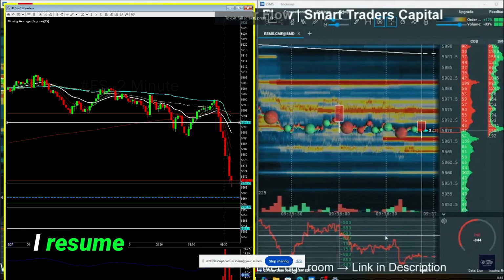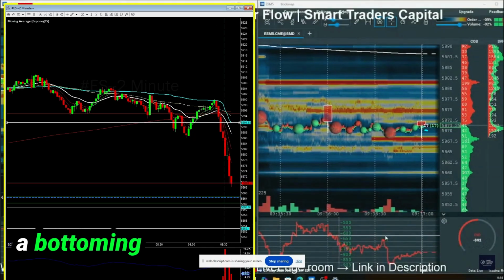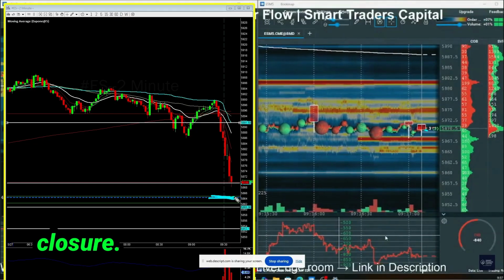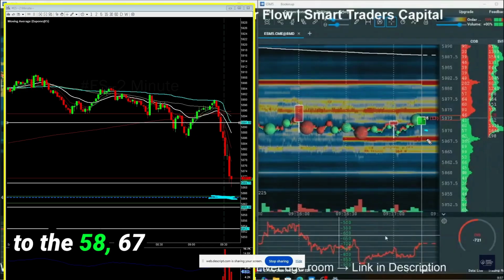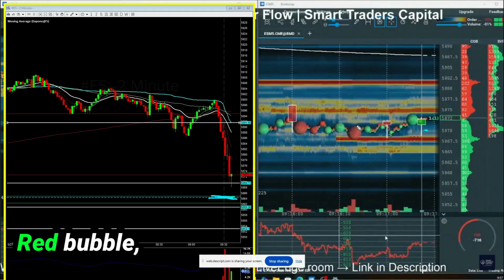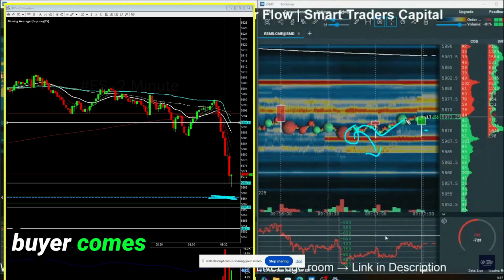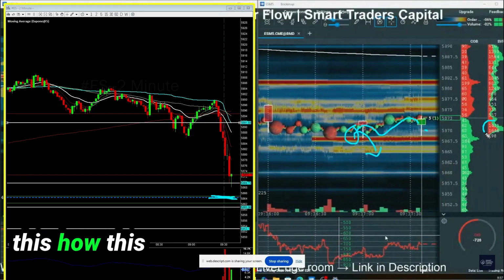So I've resumed now, and you can see both charts. Look at how it's making a bottoming tail. Try to absorb it. This is the overnight session close at 58.64. The moment it comes to the 58.67 level, you see a red bubble, but it's never able to continue. A green bubble comes in, meaning the buyer comes in and absorbs all the sellers. And look at how this is growing.